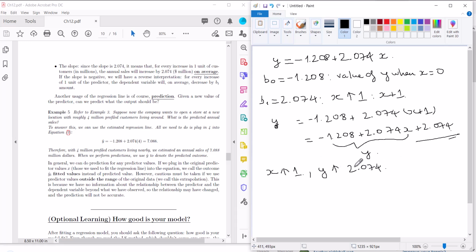So that's the interpretation. Now, let's say you're a new department store and you know that it has 4 million customers. Then how do you make the prediction? All you have to do is plug x equal to 4 into this equation. So y would be equal to minus 1.208 plus 2.074 times 4. And this comes down to 7.08, or a prediction of 7 million of annual sales for a store with 4 million customers.